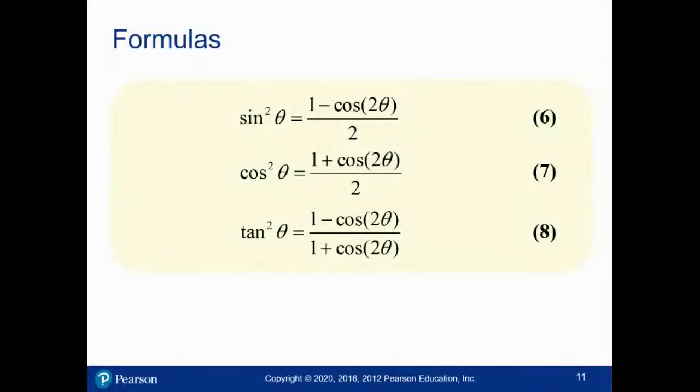So continuing our study of double or half angle formulas, here are some new ones. Why would sine squared theta be 1 minus cos 2 theta over 2? Remember, we had the cosine of 2 theta is 1 minus 2 sine squared theta. This was one of our double angle formulas for cosine.